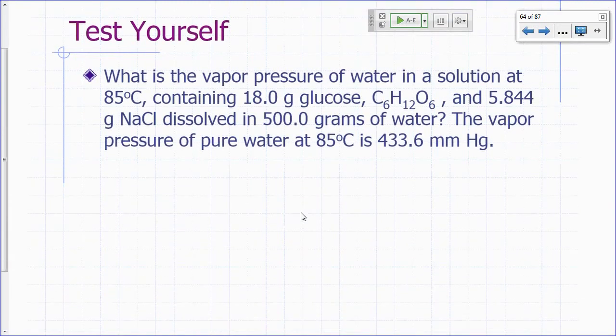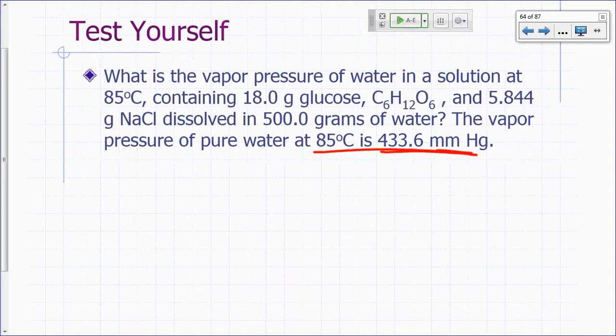So here's a straightforward question that just applies the formula. What is the vapor pressure of water in a solution at 85 degrees? Okay, containing 18 grams of glucose, 5.844 grams of sodium chloride dissolved in 500 grams of water. The vapor pressure of pure water is 433.6 millimeters of mercury. You might be wondering, where did this come from? This is something you're going to have to look up.